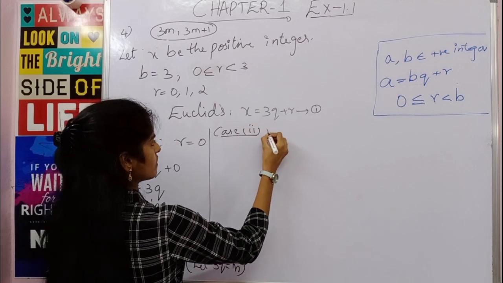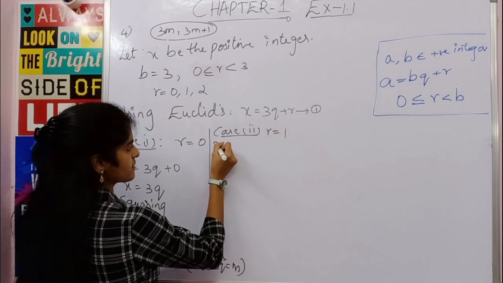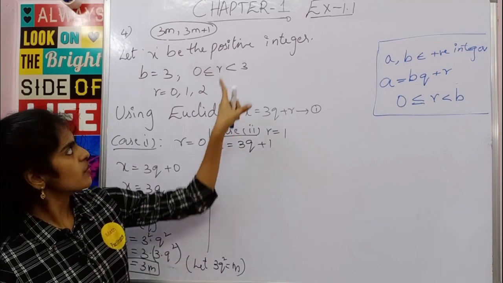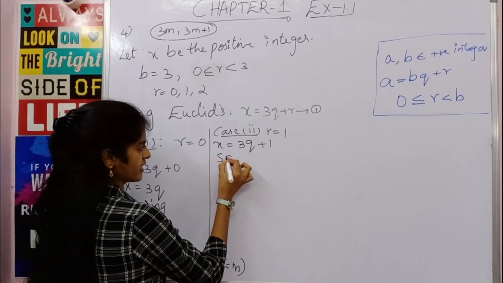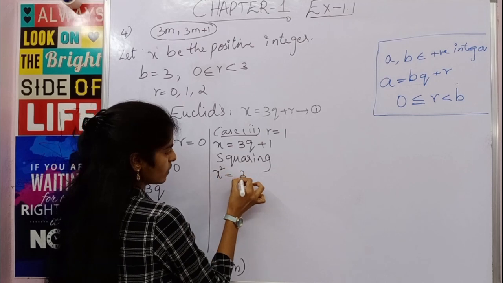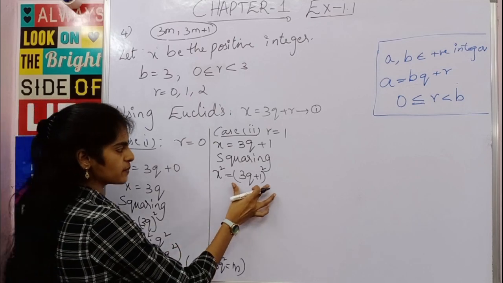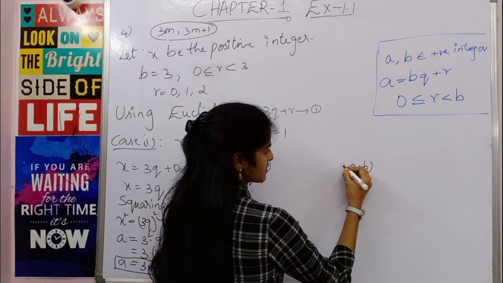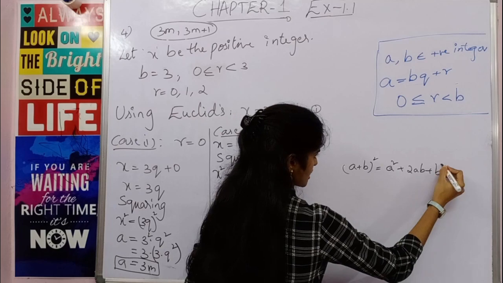In case 2, r equals 1. So when r equals 1, x is equal to 3q plus 1. x is a positive integer, but we want the square of the positive integer, so you will square. Now squaring on both sides, what will you get? x square equals 3q plus 1 whole square. Now 3q plus 1 whole square is of the form a plus b whole square, which is a square plus 2ab plus b square.